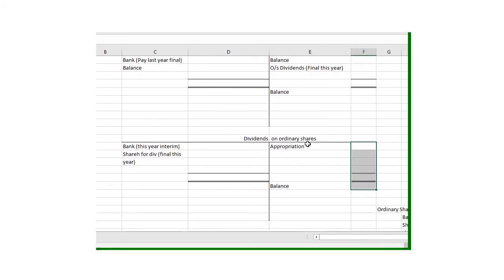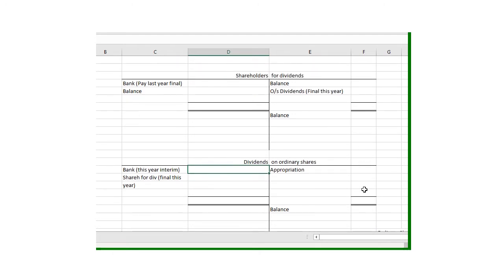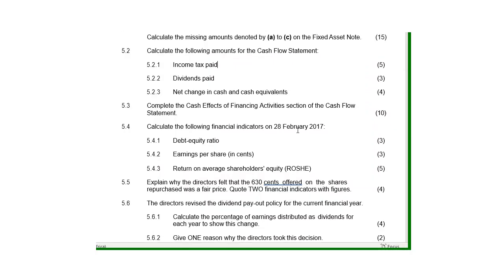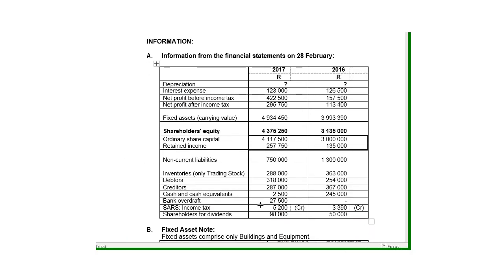And that balance would then equal whatever we had left for the final of this year. In the dividends on ordinary shares, we'll have the figure for the final, which we put through to the shareholders for dividends, and then whatever we paid as an interim dividend for this year. Those two together is then my total expense for the year, which goes to appropriation. So let's do it with the information we've got now here. We will, at the end, look at doing it in a shorter version when we actually get this question in the paper.